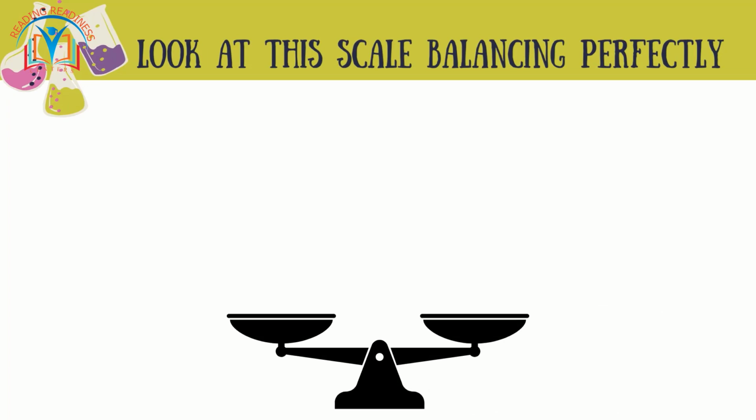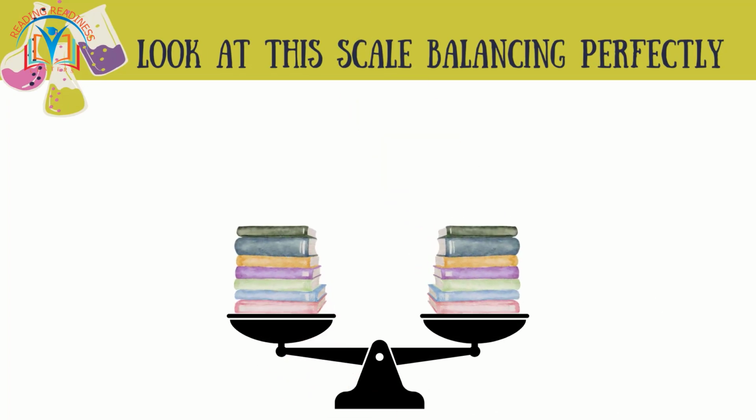Look at this scale balancing perfectly. Both sides have the same number of books. Let's say 7. We can write this as 7 books equal to 7 books. Both sides are equal, and the scale stays balanced.